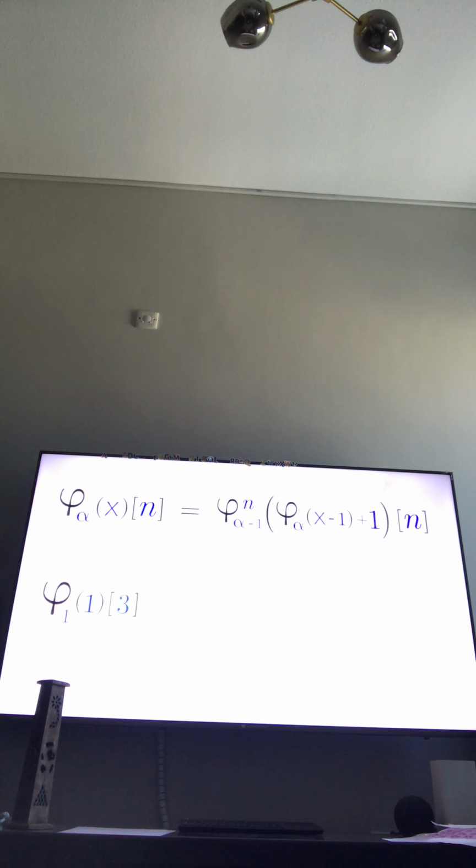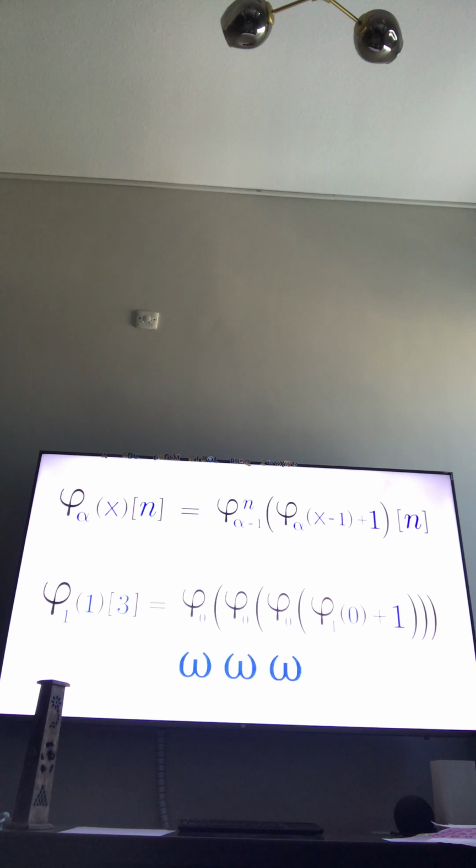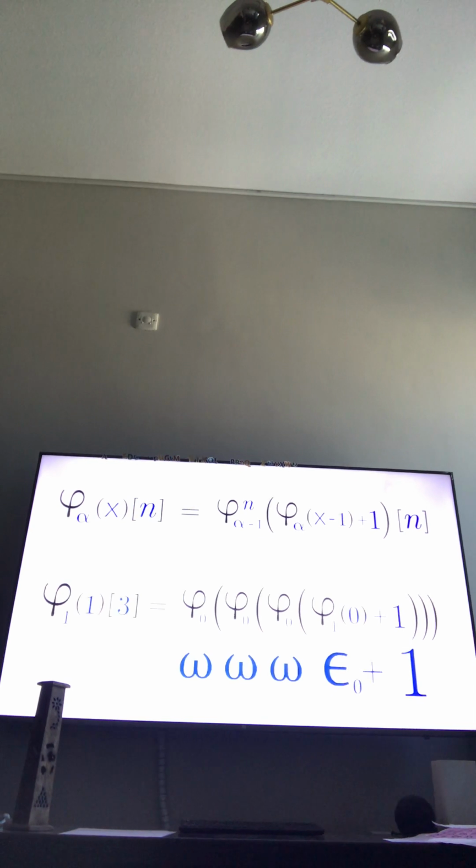Let's have phi 1 1 of 3. We do 3 copies of the phi 0 function. And inside this parenthesis, we do phi 1. Because we have 1 as our value of x, it reduces into a 0. And then we add a plus 1. As you can see, this resembles omega to the omega to the omega to the epsilon 0 plus 1.